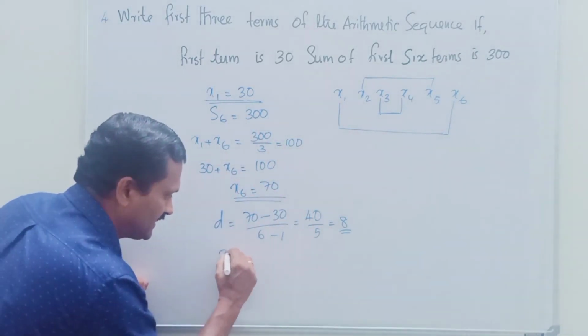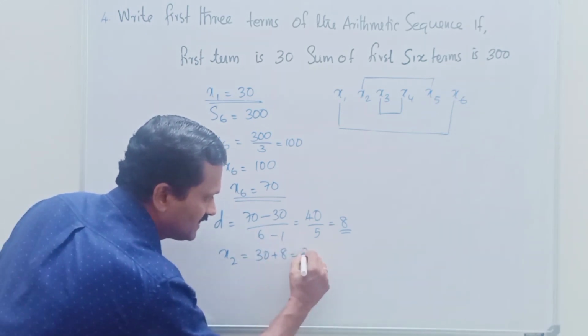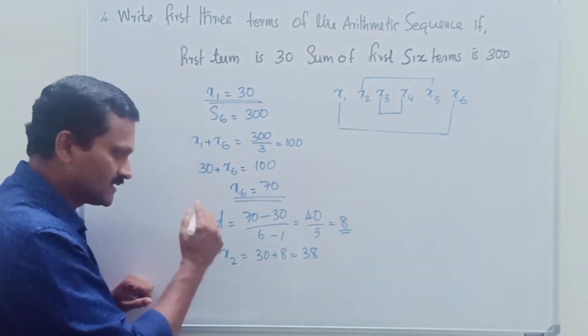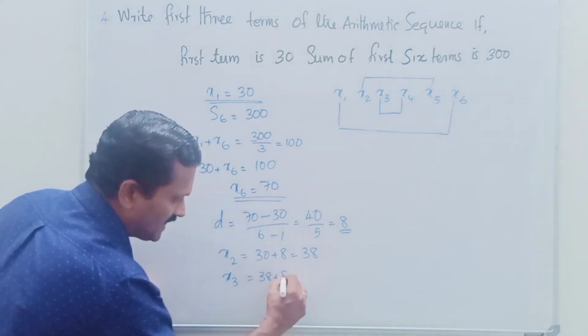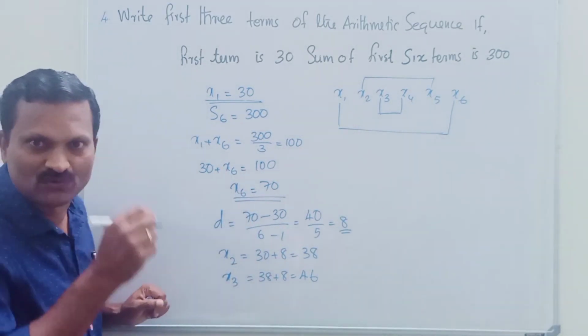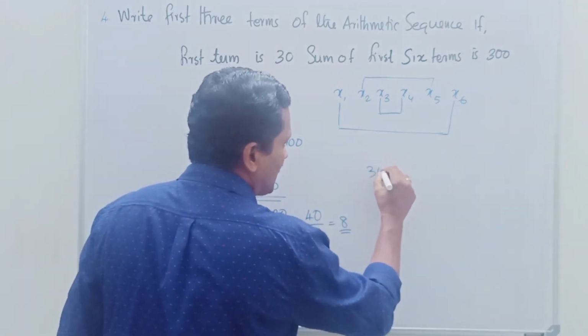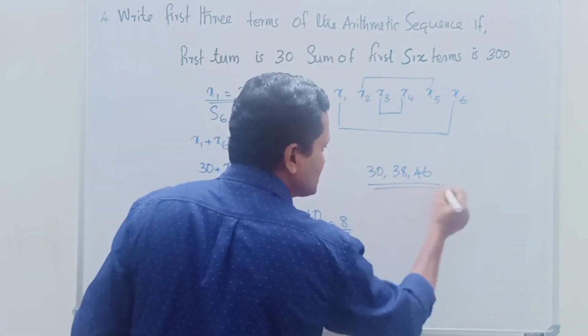Then we can find the second term, that is 30 plus 8 equals 38. Then the third term equals the second term plus the common difference, that is 46. Therefore, the first three terms are 30, 38 and 46.